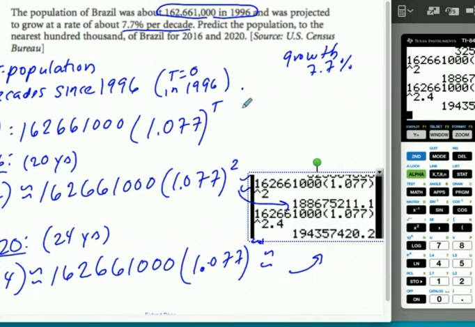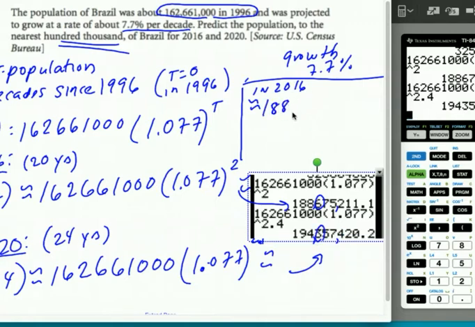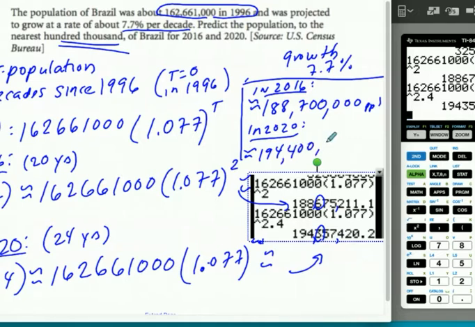So my answer, if I squeeze my answer in here, is in 2016, we're looking at approximately, and they did say nearest 100,000 again, so this would be what I'm rounding to here, and this would be what I'm rounding to here. So 188,700,000 people, because it rounded. And in 2020, we would be looking at approximately 194.4 million, which would round to 194,400,000 people. All right, moving on.